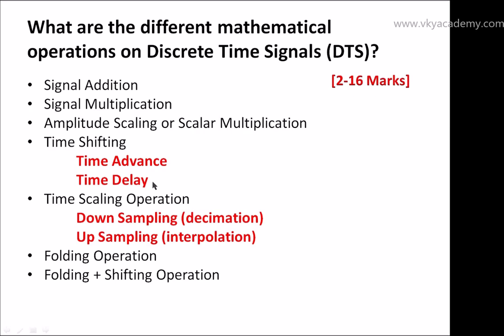Then we will discuss the time scaling operation, where we will discuss downsampling, which is also called decimation operation, and upsampling, that is called interpolation operation. After that, we will discuss the folding operation of a discrete time signal, and then the folding plus shifting operation. So these are the different operations on discrete time signals that we are going to discuss today in this session.